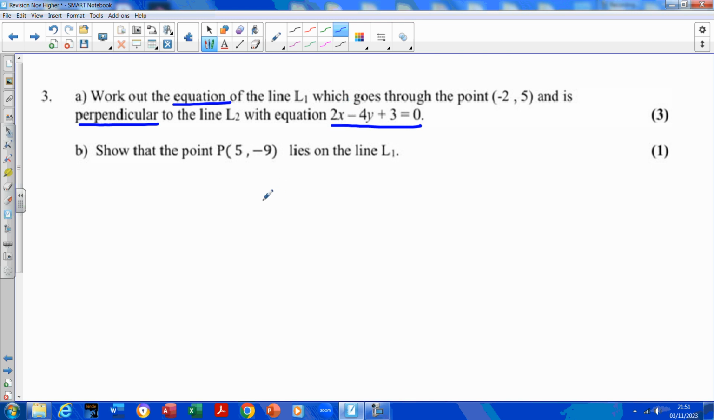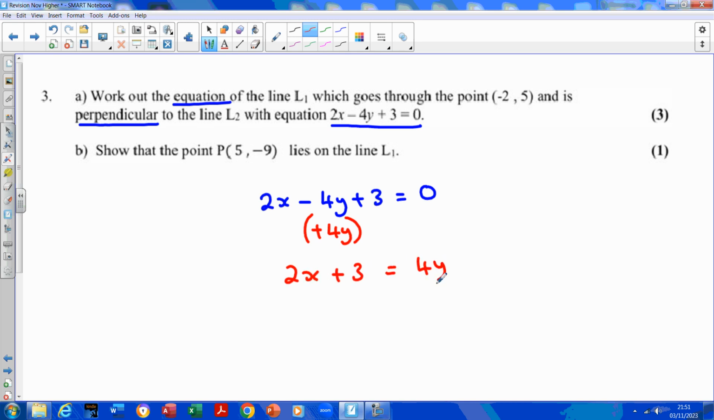So we've got 2x minus 4y plus 3 is equal to 0. Now, because that's a negative 4y, I'm going to add that onto both sides. So when I add 4y onto both sides, I'm left on this side with 2x plus 3 is equal to 4y. I'll read it round the other way, so 4y is equal to 2x plus 3.